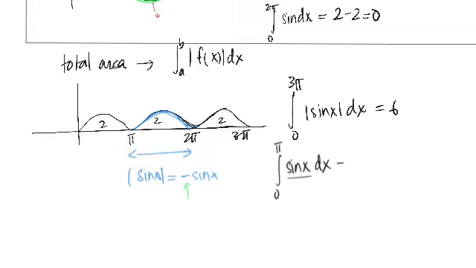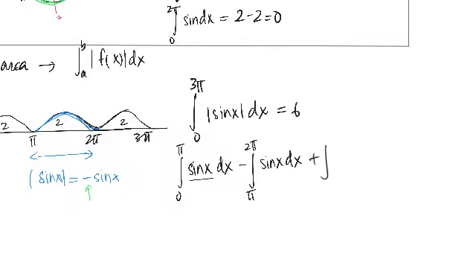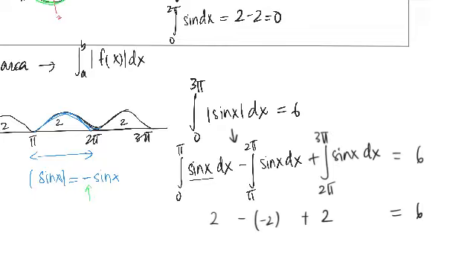So I'd have to say minus the integral from pi to 2 pi of sine x dx, plus the integral from 2 pi to 3 pi of sine x dx, right? That's how you would break up this integral if you wanted to write it out in terms of each of the pieces, and this total would be equal to 2 minus negative 2 plus 2, and the total would be 6, as we expected.